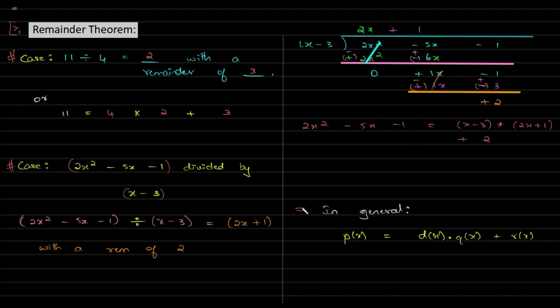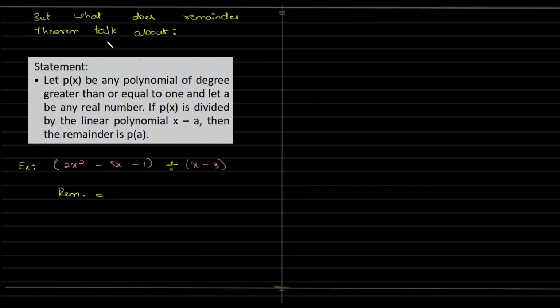So in general, we have p of x is equal to d of x, that is your divisor, into quotient plus remainder. Okay, if I take this as p of x, this as d of x, quotient and the remainder, we can write in this manner. So this is about division. We still not yet gone to the remainder theorem. But what does the theorem tell? So all this fancy word tells this, that when we divide these two, we got a remainder of 2.